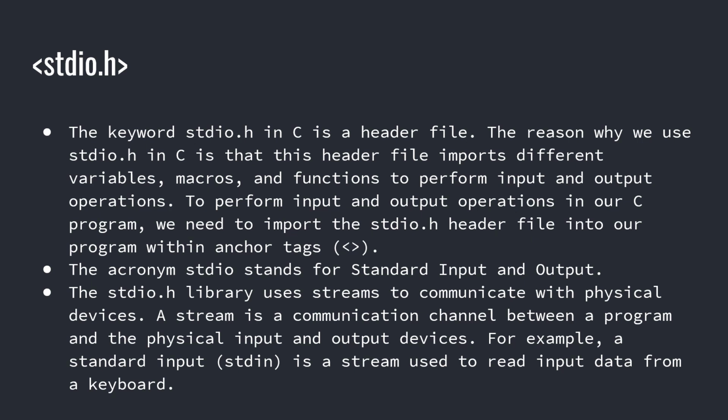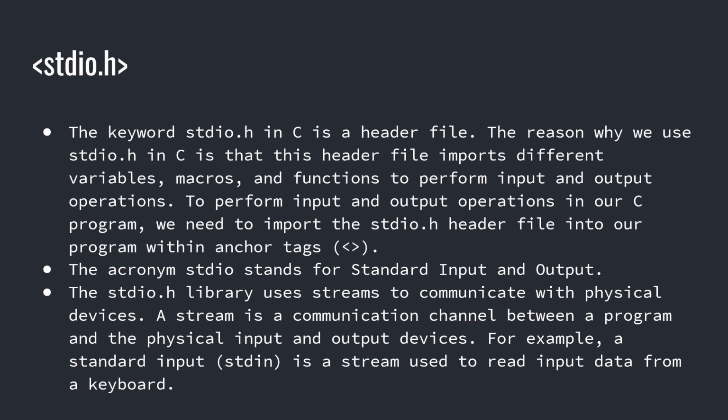Next, stdio.h. The keyword stdio.h in C is a header file. The reason why we use stdio.h in C is that this header file imports different variables, macros, and functions to perform input and output operations. To perform input and output operations in our C program, we need to import the stdio.h header file into our program within angle brackets. The acronym stdio stands for standard input and output.